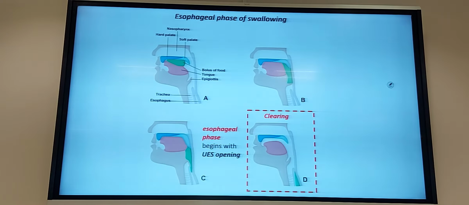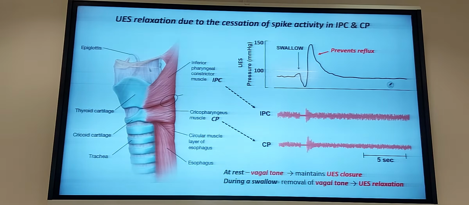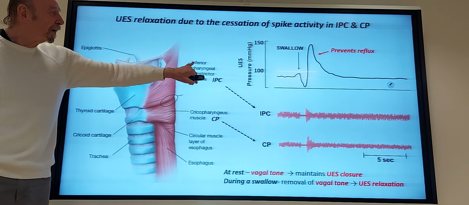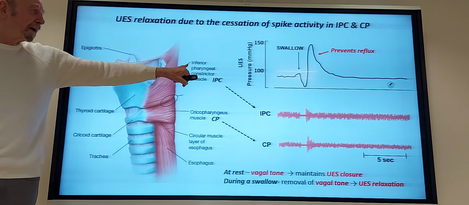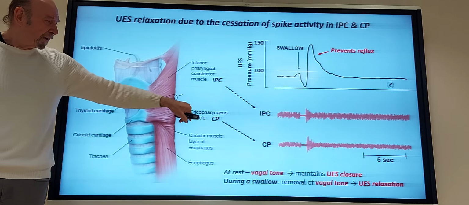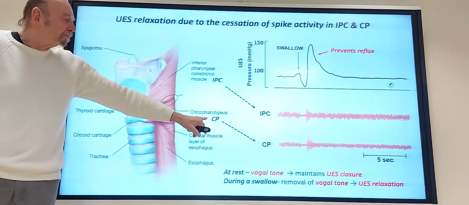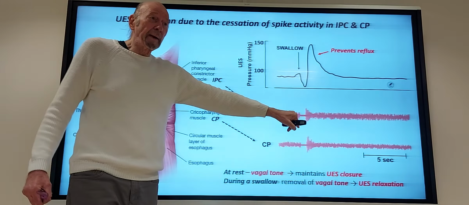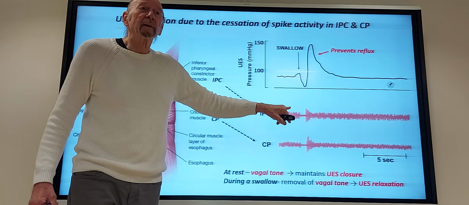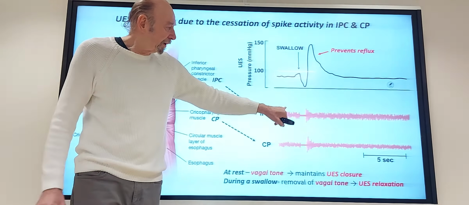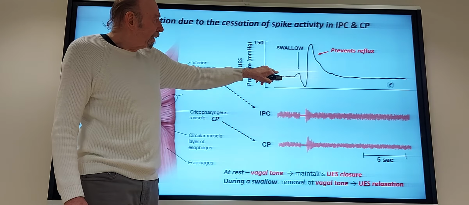Okay, you swallow, and now the esophagus is going to clear, and the esophageal phase begins with the upper esophageal sphincter opening. Basically, I guess you can call it opening, it's a decrease in contraction of the muscles in that area. The major ones involved are the IPC, I hate saying it, inferior pharyngeal constrictor, and the cricopharyngeal, am I pronouncing it right? And this is myoelectric activity in the muscles. They're in a tonic state, they're tonically contractile.